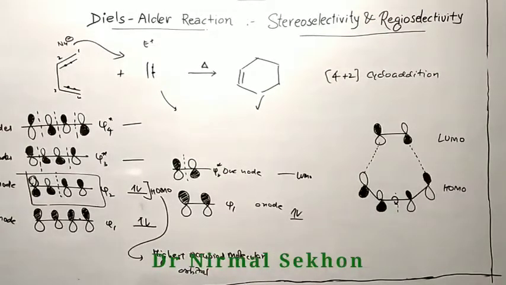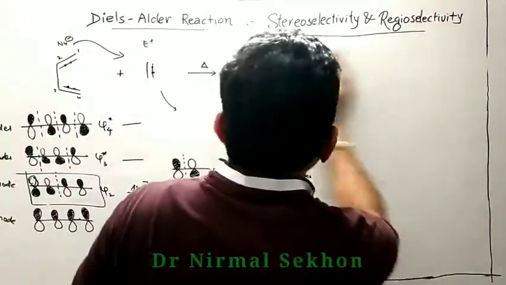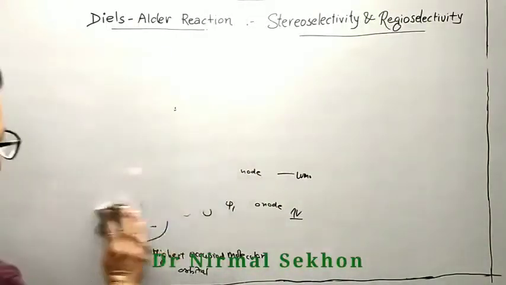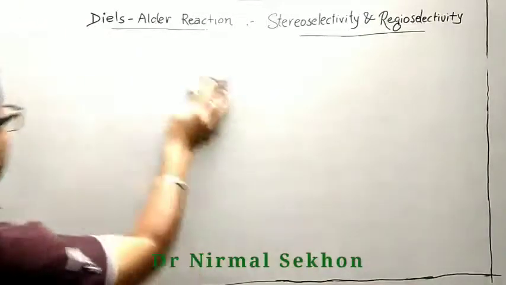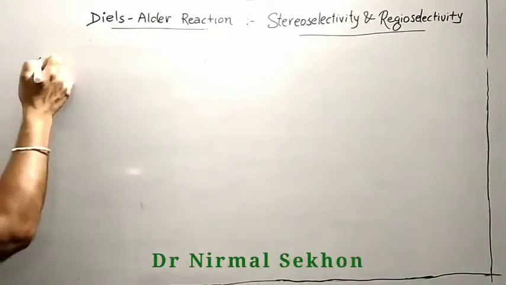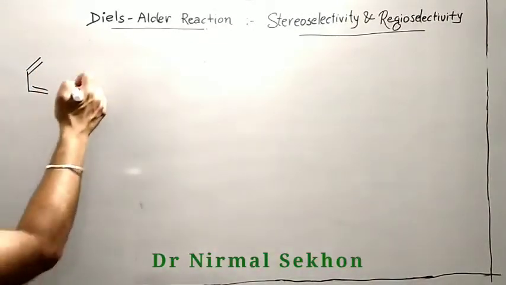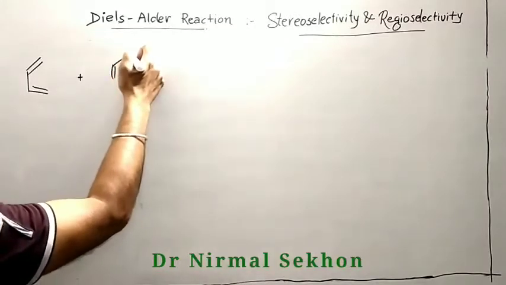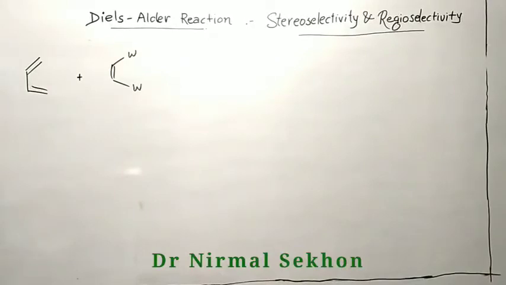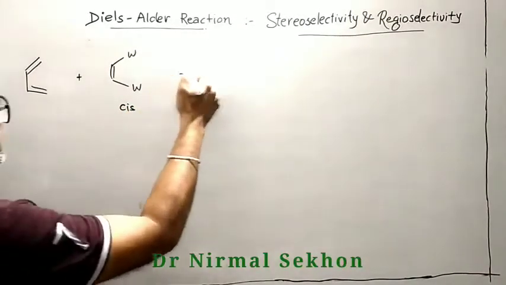Now, next is about the stereoselectivity. So let's take some examples of stereoselectivity in Diels Alder reactions. So suppose we have this diene and it combines with the dienophile carrying 2 electron withdrawing groups. W means electron withdrawing group. So this dienophile is this.